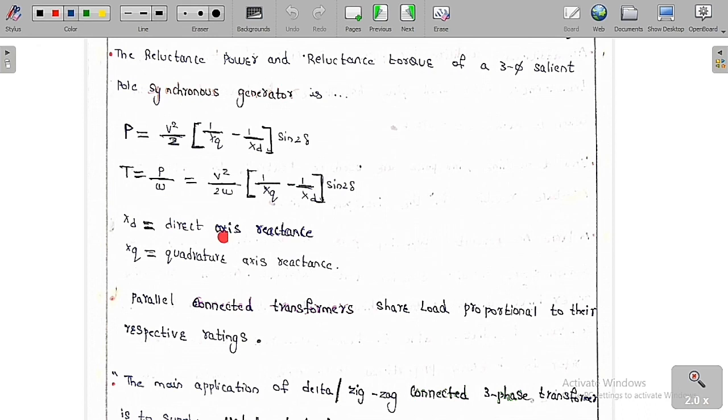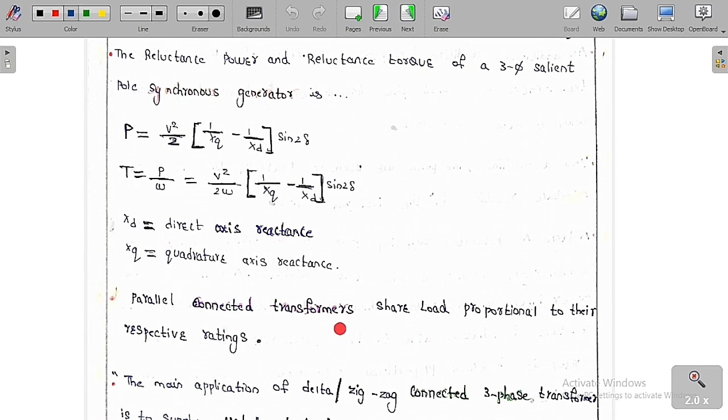XD is called as the direct axis reactance and XQ is called as the quadrature axis reactance. This formula I have already told you, the torque is equal to V square by 2 omega into 1 by XQ minus 1 by XD into sine 2 delta. So P is equal to T into omega. You know the value of T, so multiply T with omega, you are going to get the power P, which is V square by 2 into 1 by XQ minus 1 by XD into sine 2 delta. So this is called as the reluctance power of a three-phase salient pole synchronous generator, and this is the reluctance torque of a three-phase salient pole synchronous generator. XD is called as direct axis reactance and XQ is called as the quadrature axis reactance.